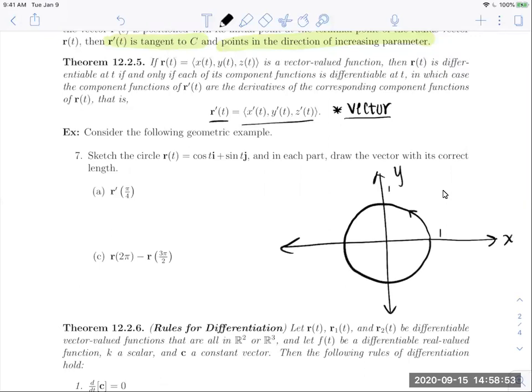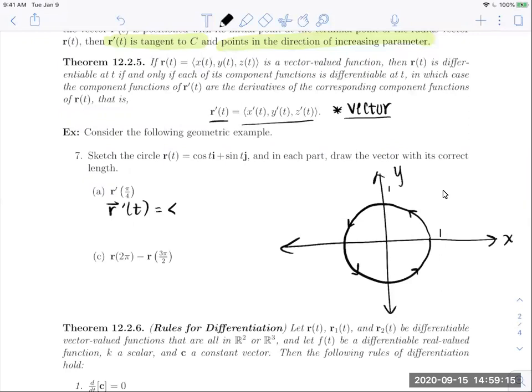So we know that the unit circle is oriented counterclockwise. All right, so first we want to compute the derivative vector and then evaluate it at pi over 4 and then sketch it on the circle. So let's start by finding the derivative of r.